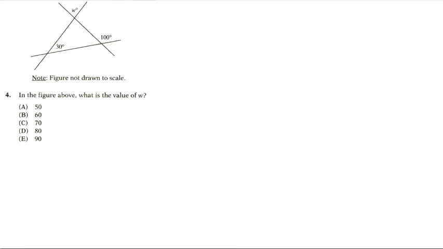Figure not drawn to scale, that part is always important, and the figure above what is w? Well, we know that w is over here. We know that 180 is a straight line. 100 of it is on this side, which means that we have 80 over here. So, and inside we have 180.